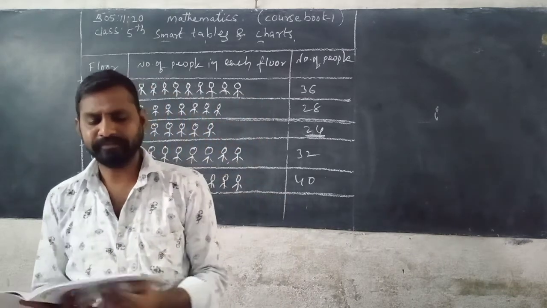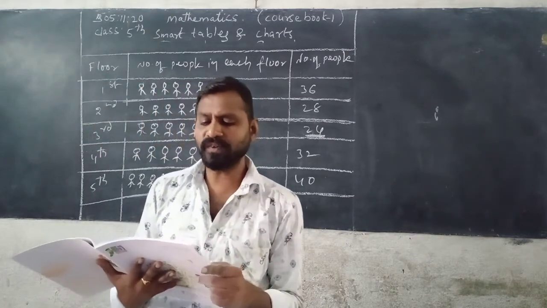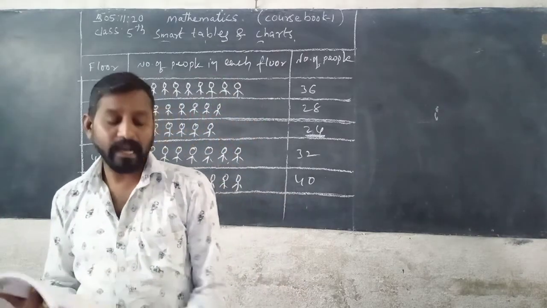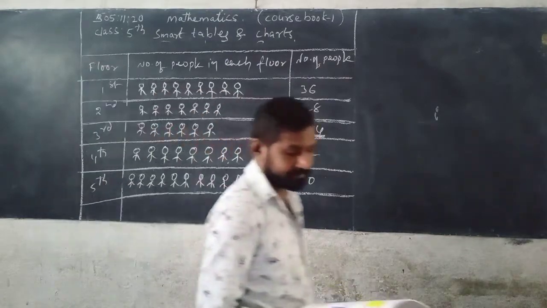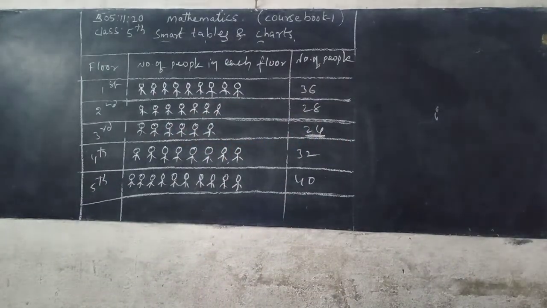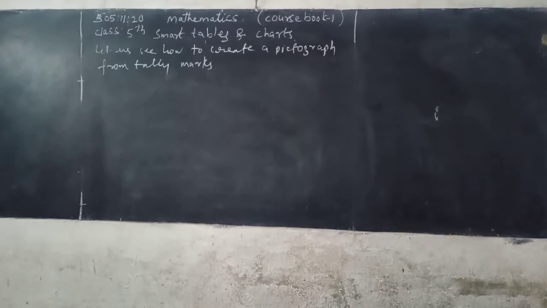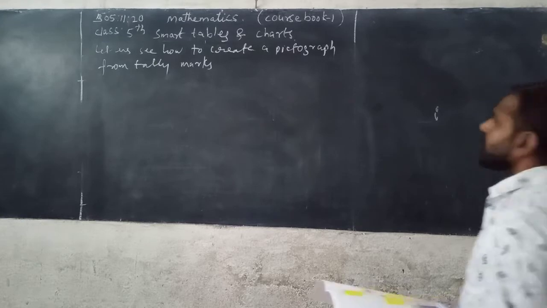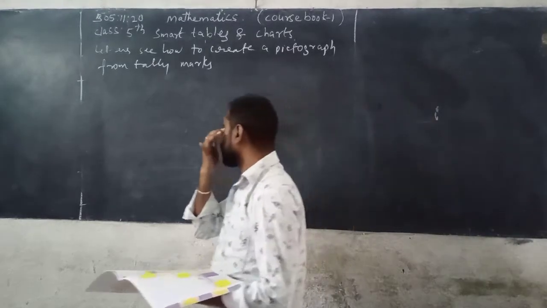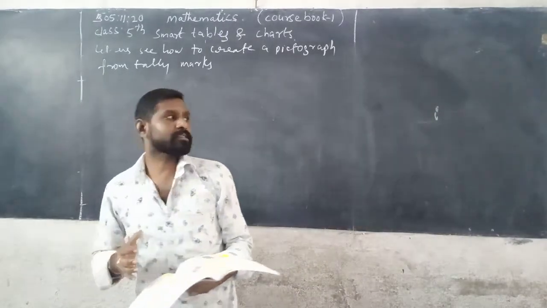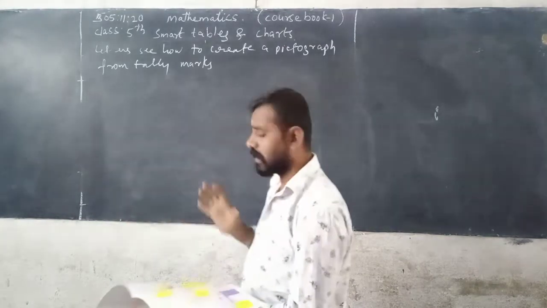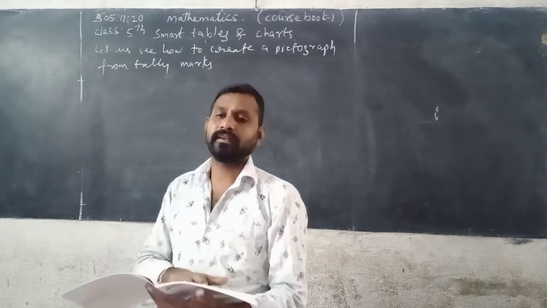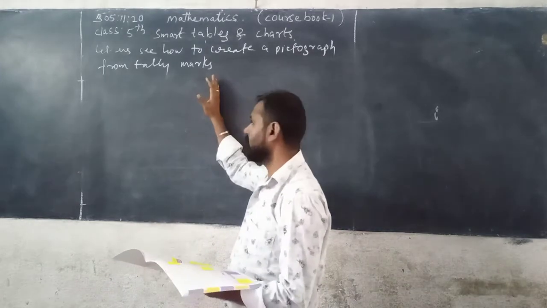Now next, let us see how to create a pictograph from tally marks. This is very, very important. Everybody listen carefully. See here, beta, let us see how to create a pictograph from tally marks. The tally marks table is given according to your course book. Then you can find out by using this tally marks data, so you can draw a pictograph.